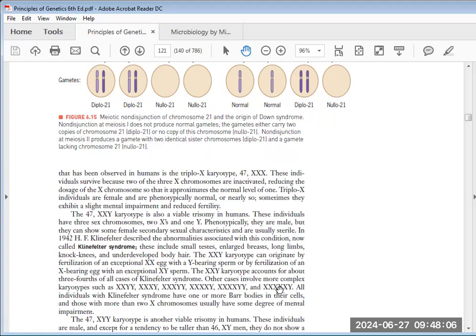If it is XXY, then it is just Klinefelter syndrome. But if it is double Y, then it is Jacob syndrome. The persons with two Ys are antisocial. They have a criminal record. They are criminal-minded. It was reported by some scientists who studied criminals in different jails, and it was found that many of the criminals, who are mostly males, contain two Y chromosomes. And this was named Jacob syndrome.